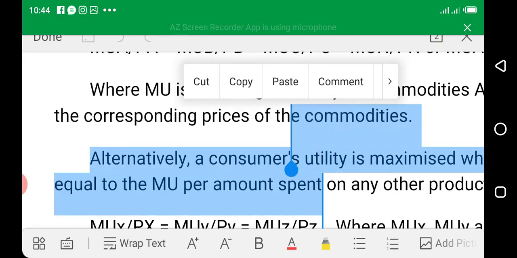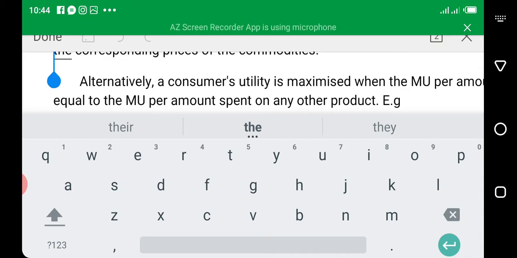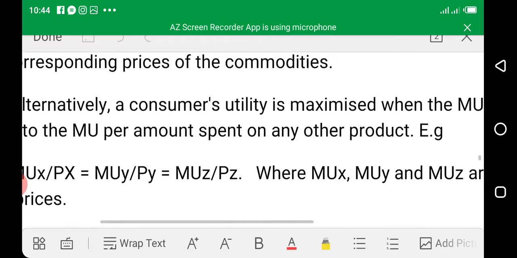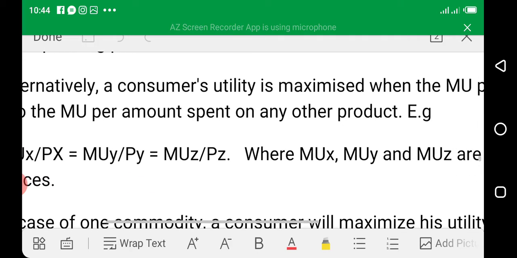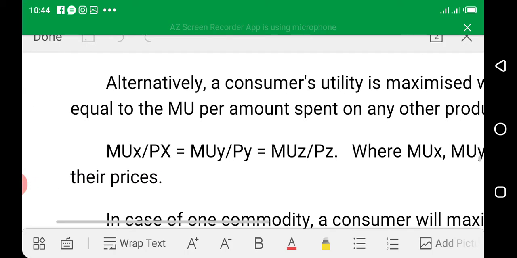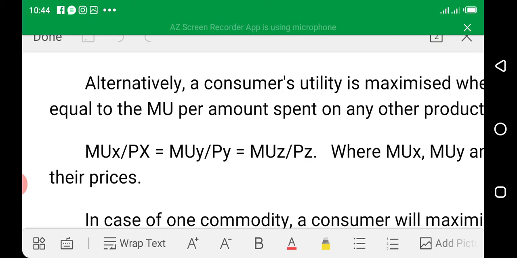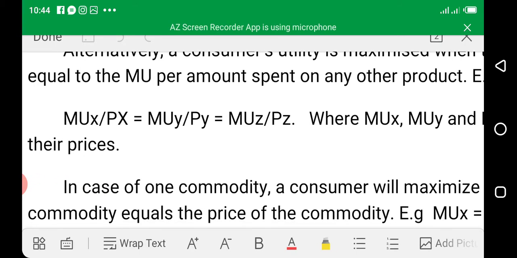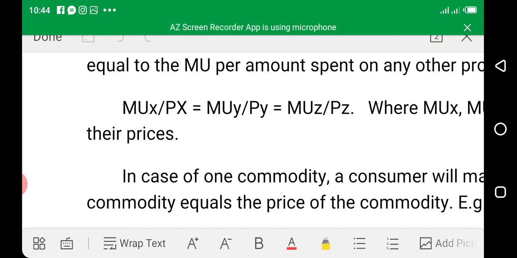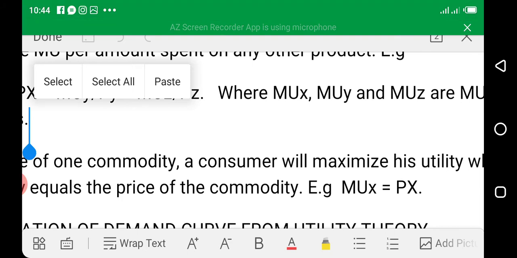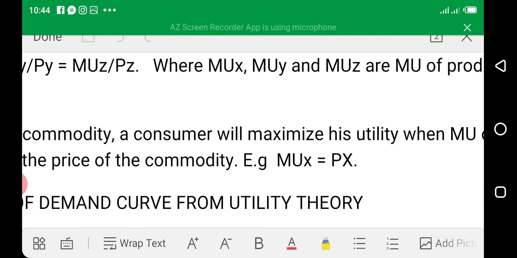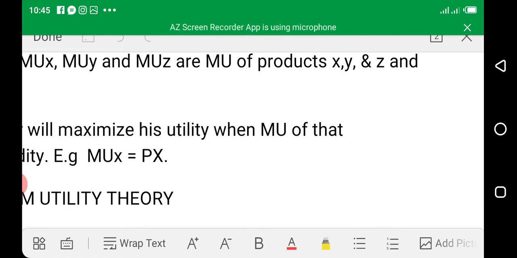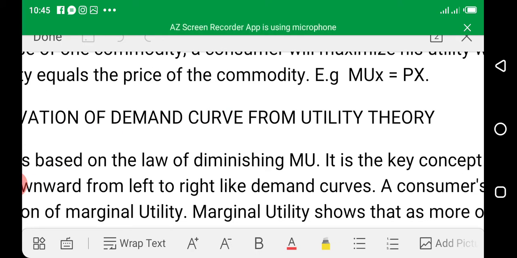Alternatively, a consumer's utility is maximized when the marginal utility per money spent on a product is equal to the marginal utility per money spent on any other product, e.g. marginal utility of commodity X divided by price of commodity X equal to marginal utility of commodity Y divided by the price of commodity Y, as well as equal to marginal utility of commodity Z divided by the price of commodity Z, where MUX, MUY, and MUZ are the marginal utilities of products X, Y, and Z, and PX, PY, and PZ are their prices.